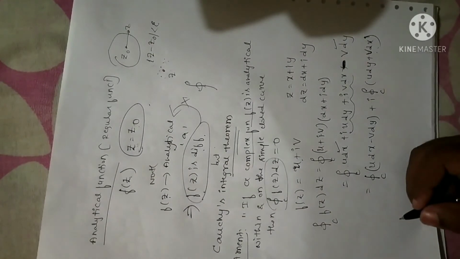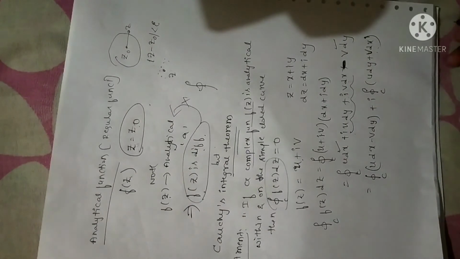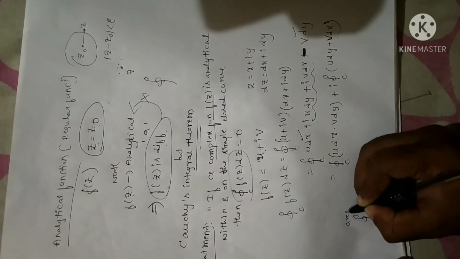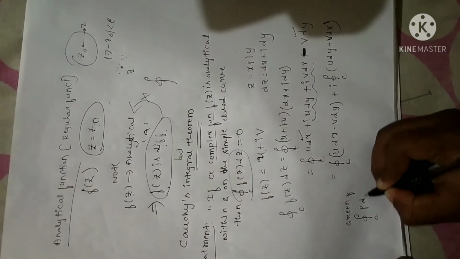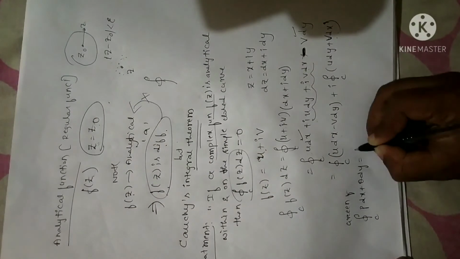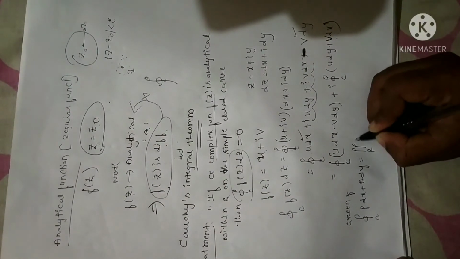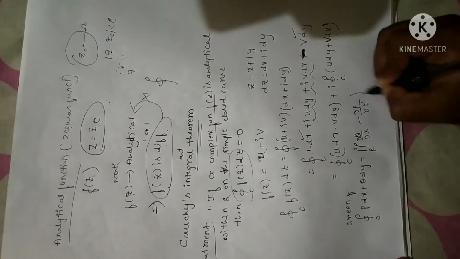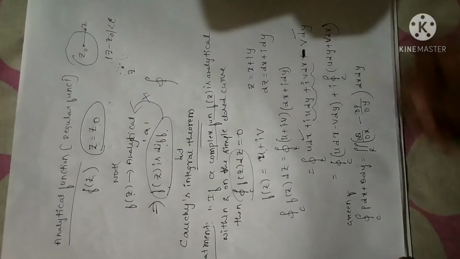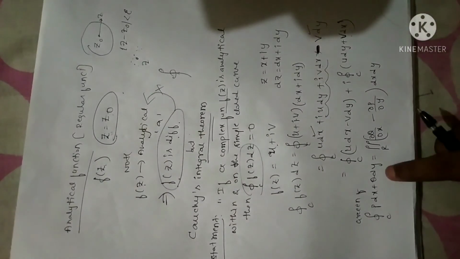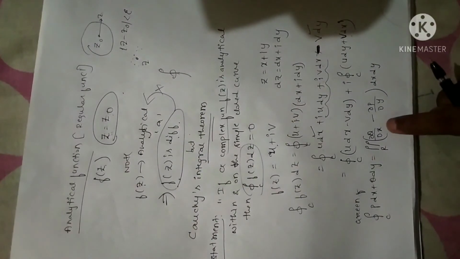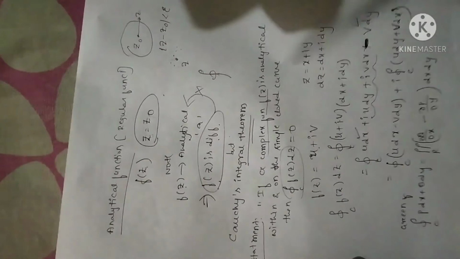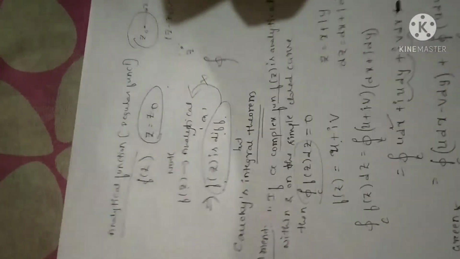Now you have to remember Green's formula. We have already proved it in your UG classes. What does Green's formula say? P dx plus Q dy will be equal to the double integral of dou Q by dou x minus dou P by dou y into dx dy. When you have this form, you can write that as dou Q by dou x minus dou P by dou y into dx dy.